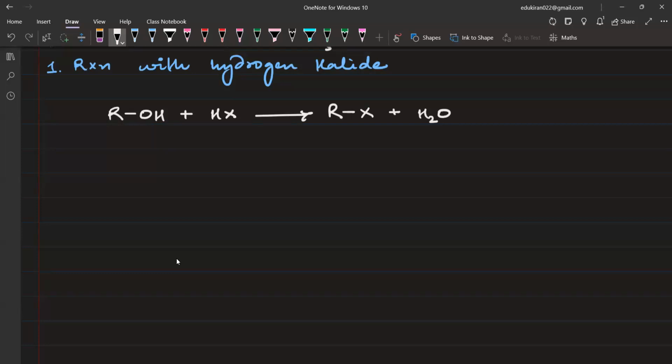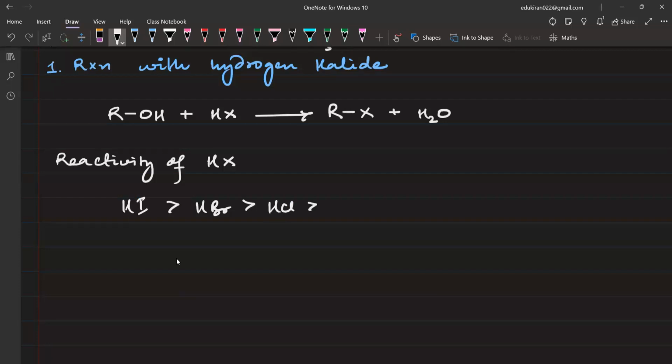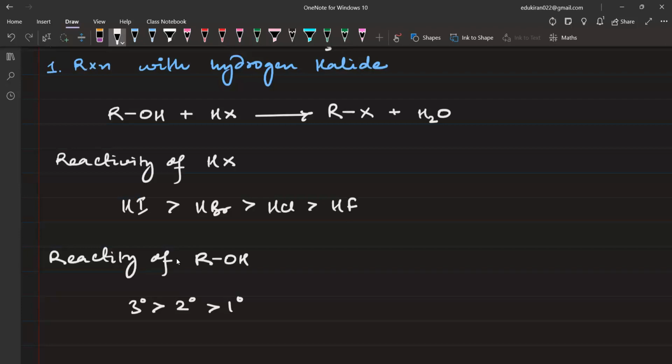Now, if I look at the reactivity of HX, तो HX में सबसे आसानी से रिएक्ट करने वाला है हाइड्रोजन आयोडाइड, followed by hydrogen bromide, followed by hydrogen chloride, and the least reactive is hydrogen fluoride. Now, if I am going to look at the reactivity of alcohol, then in alcohol, we have to see that 3 degree will be most reactive, followed by 2 degree, followed by 1 degree, and then followed by methanol, that is CH3OH. Fine. And these are the general things that we have already seen.